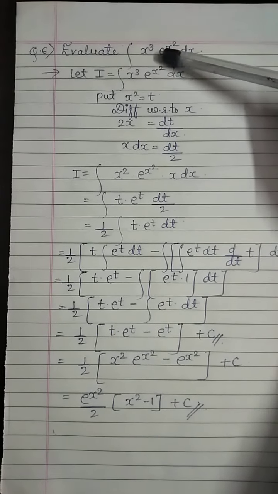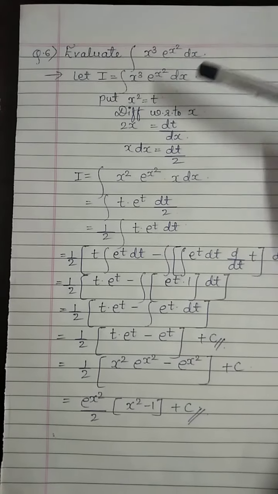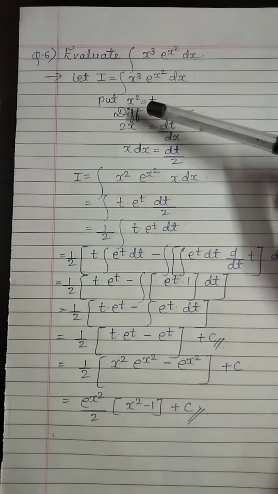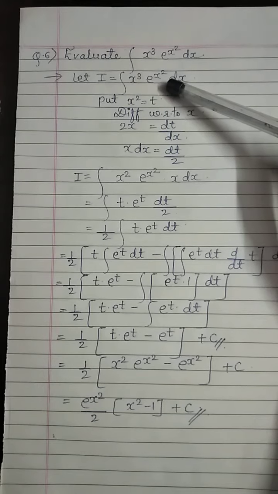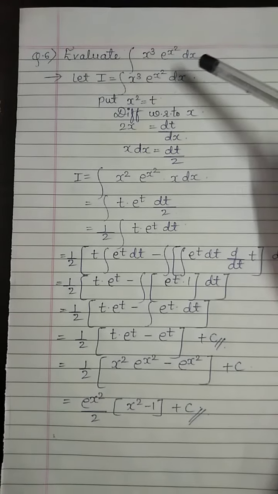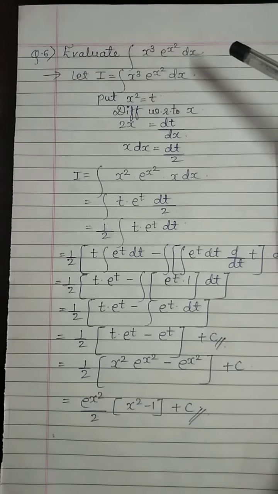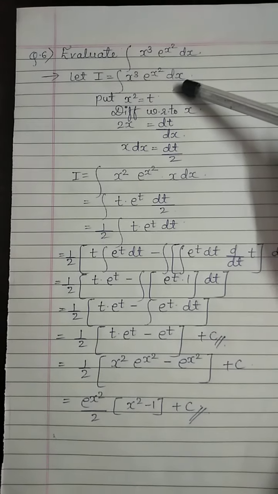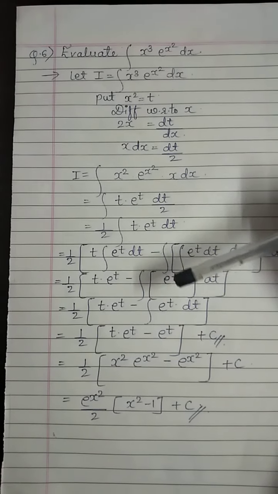Evaluate integration of x cube into e raised to x square dx. We consider the given integration as I. Now here if we observe the given question carefully, then e to the power x square is given, and if we put this x square as t, then the derivative of that x square is present here in the given integration. So that will be easier to simplify further.